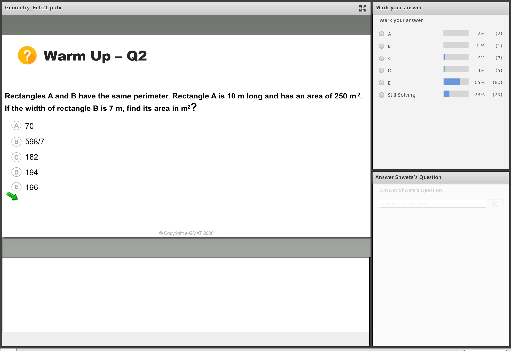Here we start. What is the question? Let's read that first. Rectangles A and B have the same perimeter, so the same boundary. Then they've told us something about rectangle A. Its length is 10 and its area is 250. Okay. Then about rectangle B, all we know is the width and we want to find the area. Well, area is length times width. So I somehow want to find the length of rectangle B.